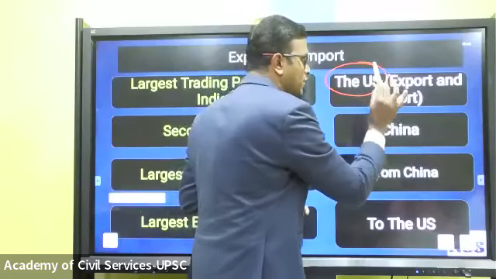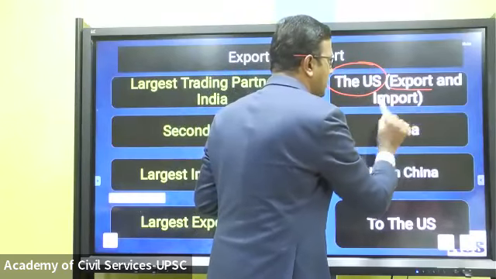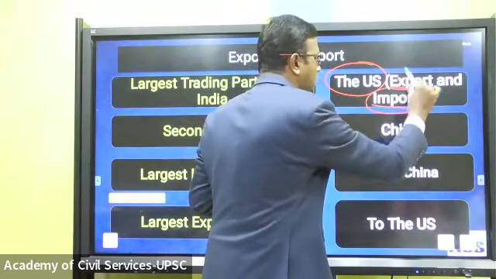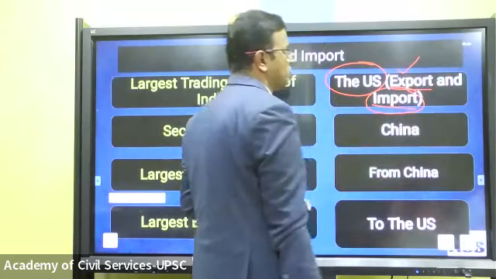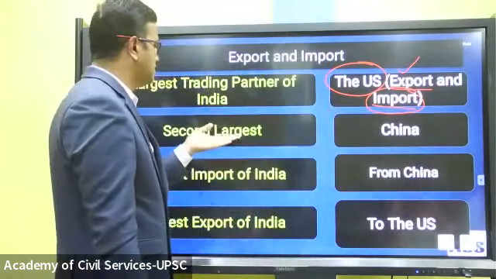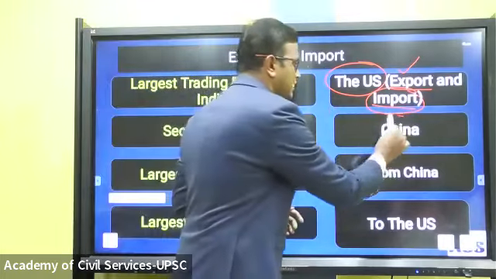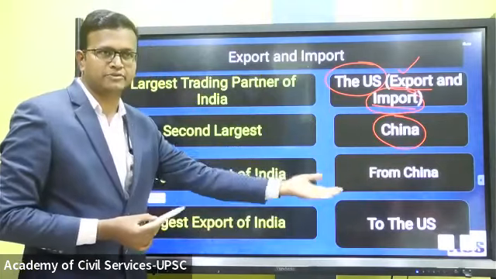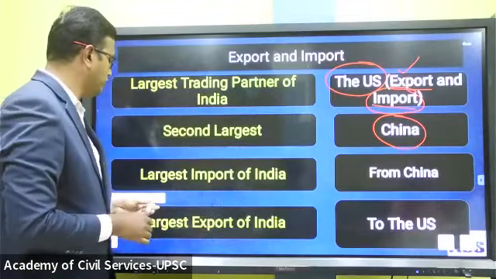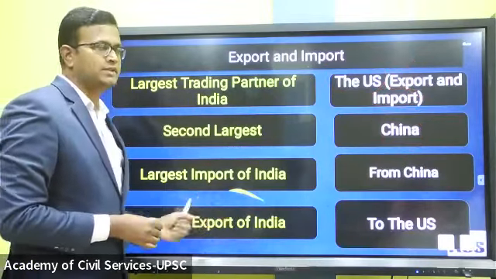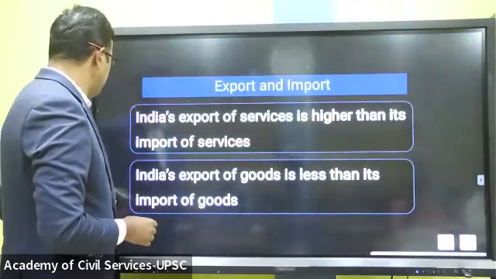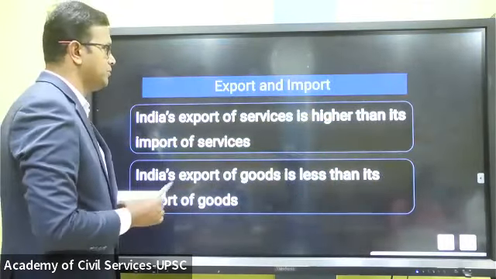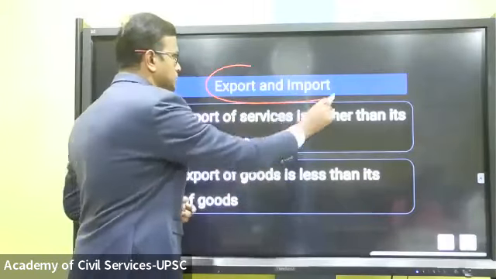Trading partner means we are calculating the total export and import. The US gets the first prize because of the export of India. The second largest trading partner of India is China. The highest import of India is coming from China, and the highest export of India is moving to the United States of America. Coming to the other facts related to export and import.